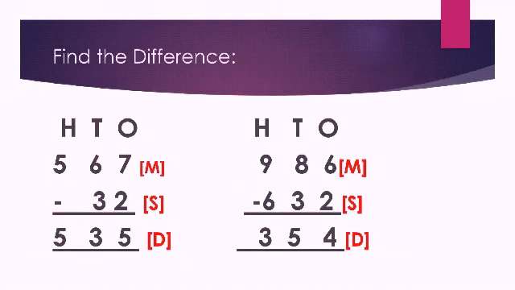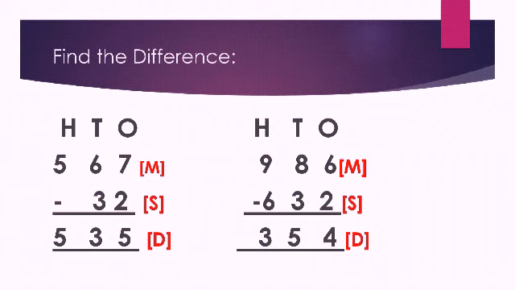Okay, now here you have to find the difference. Now difference also means subtraction. If you get a sum where it is asked to find the difference between the two numbers, difference means that you have to subtract the numbers. Now look here, the first sum is 567. From 567 you have to subtract 32.